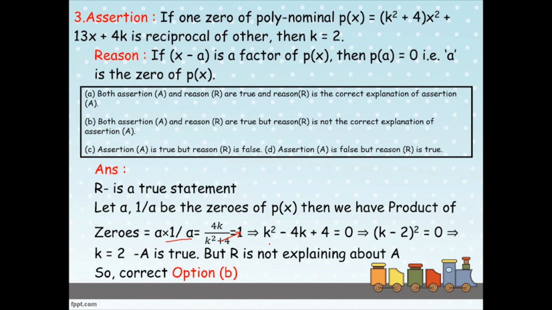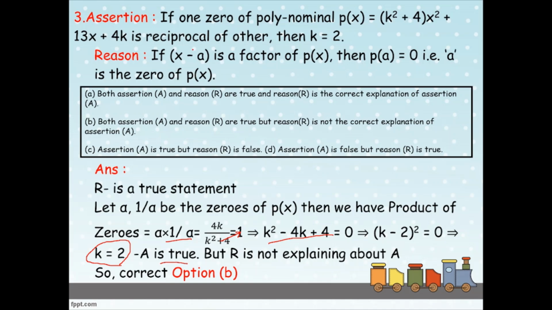Cross multiply it. You will get a quadratic equation when you transpose all the terms. Solve this. You will get k minus 2 the whole square is 0. So k minus 2 is 0. Then the minus 2 will go to that side and become plus 2. K equal to 2. So this is also a true statement. Both the statements are true.